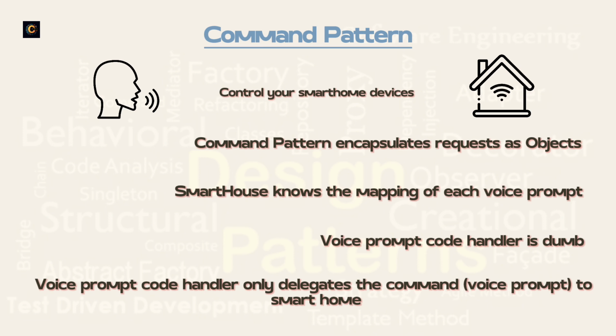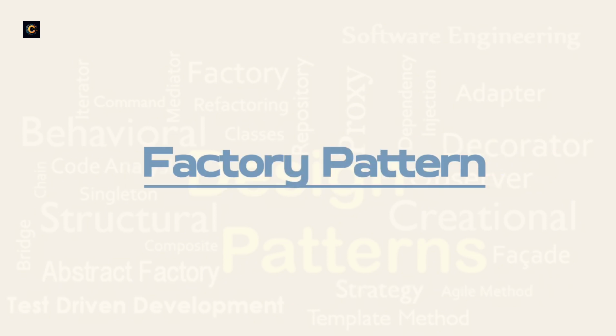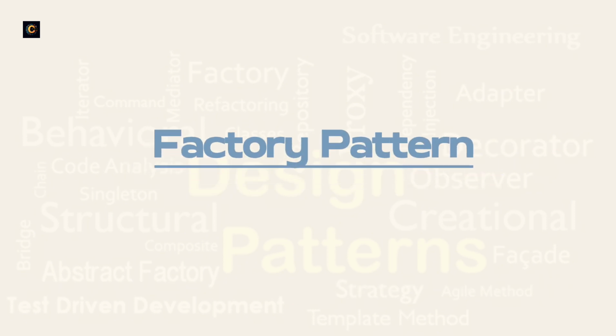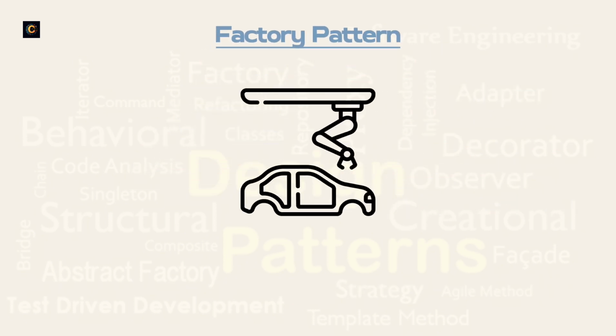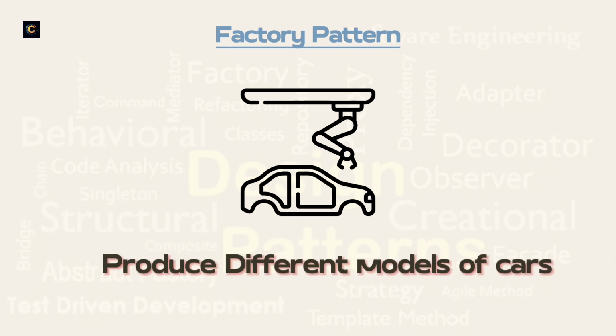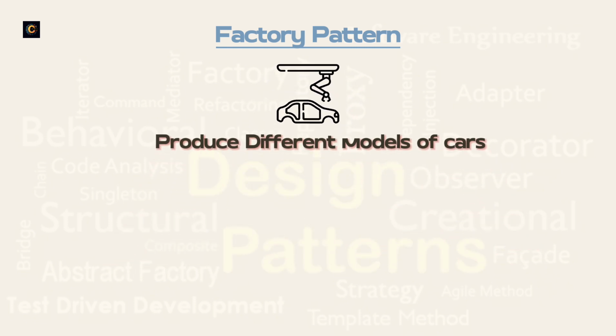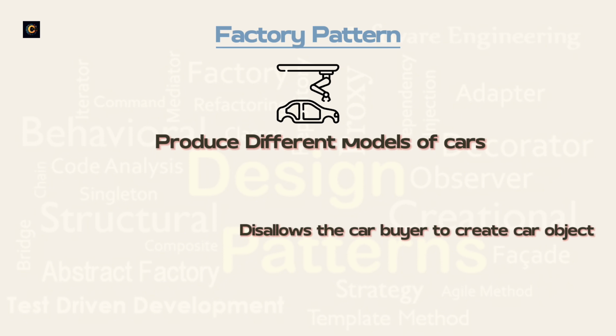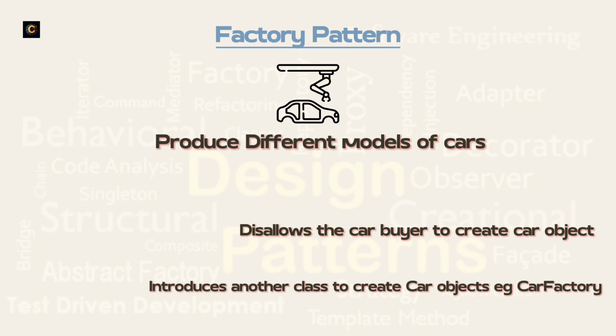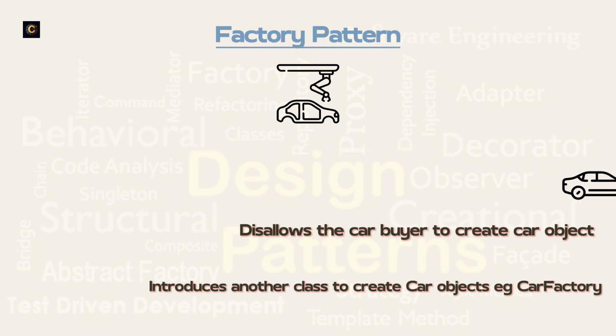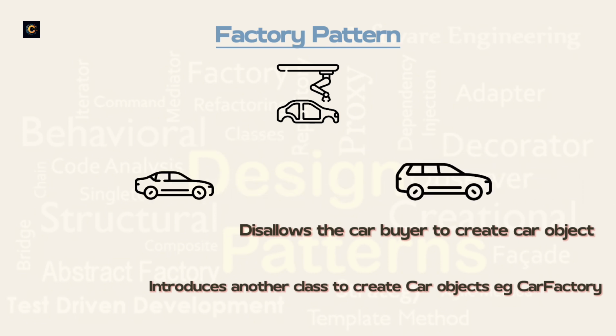Now, let's explore the factory pattern. Imagine you are running a car manufacturing plant and you need to produce different models of cars efficiently. The factory pattern allows us to create objects without specifying the class of the object that will be created. It's like a car manufacturing plant that produces different models of cars based on the customer's order.